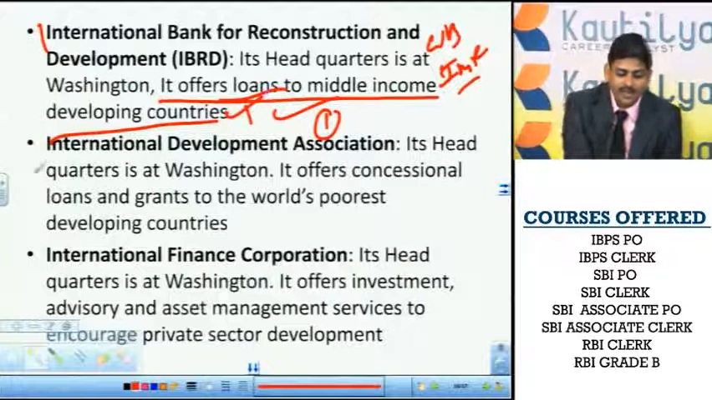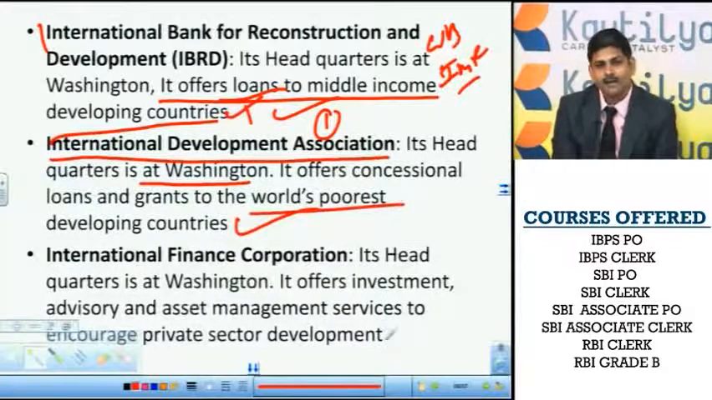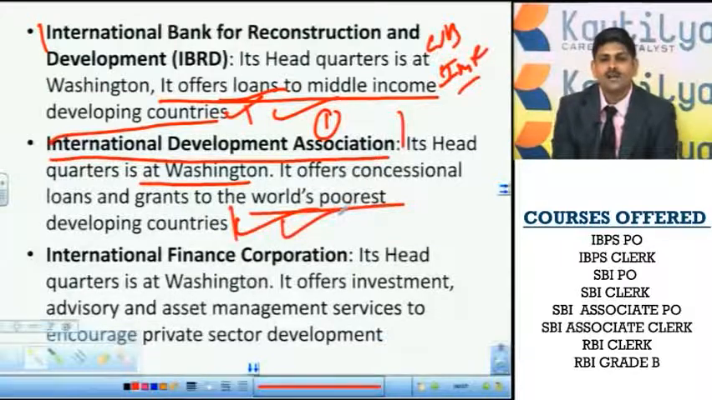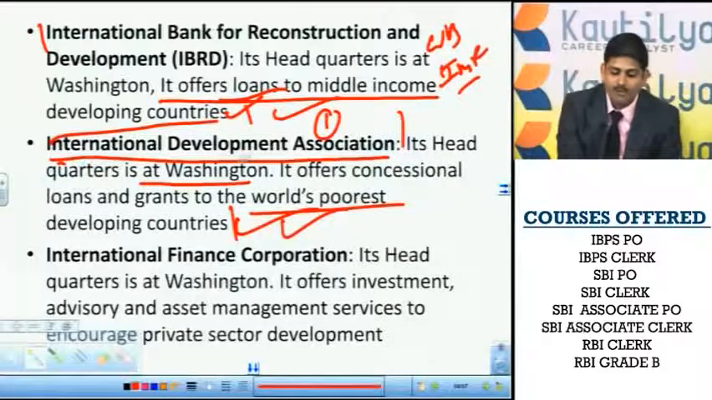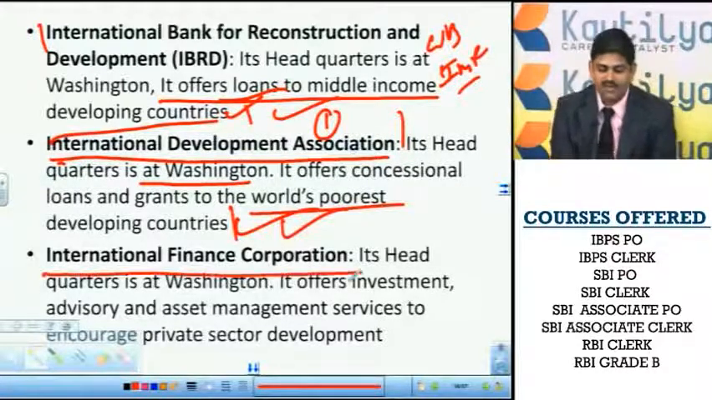Now the International Development Association also has its headquarters in Washington. Here the poorest countries are the main target, like Nigeria, Congo and Rwanda, mainly African countries, and a lot of Asian countries that are starving in poverty. Those countries need the help of international organizations. In order to help those nations, the International Development Association was established. And what about the International Finance Corporation?